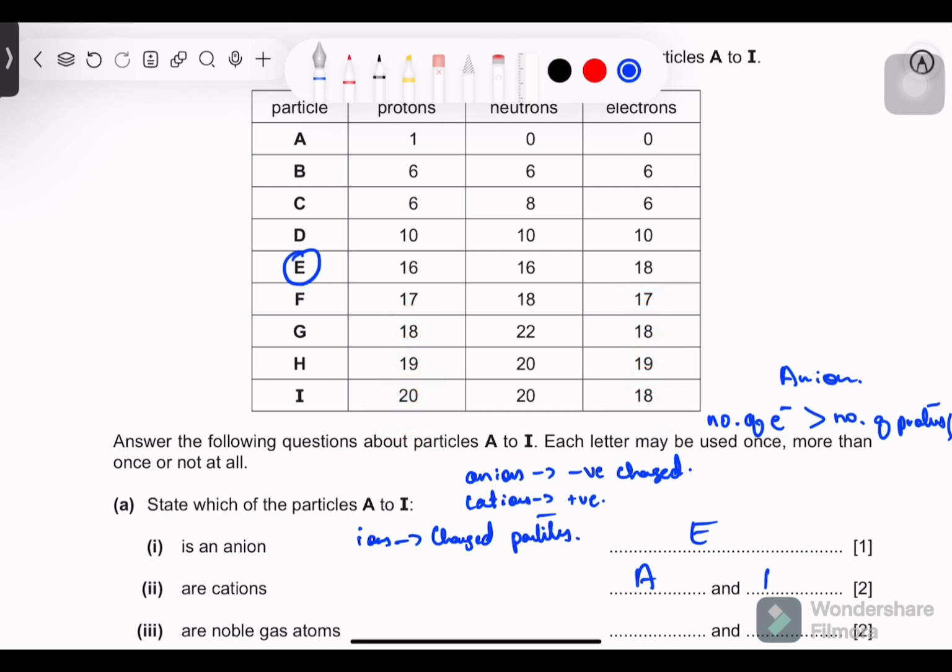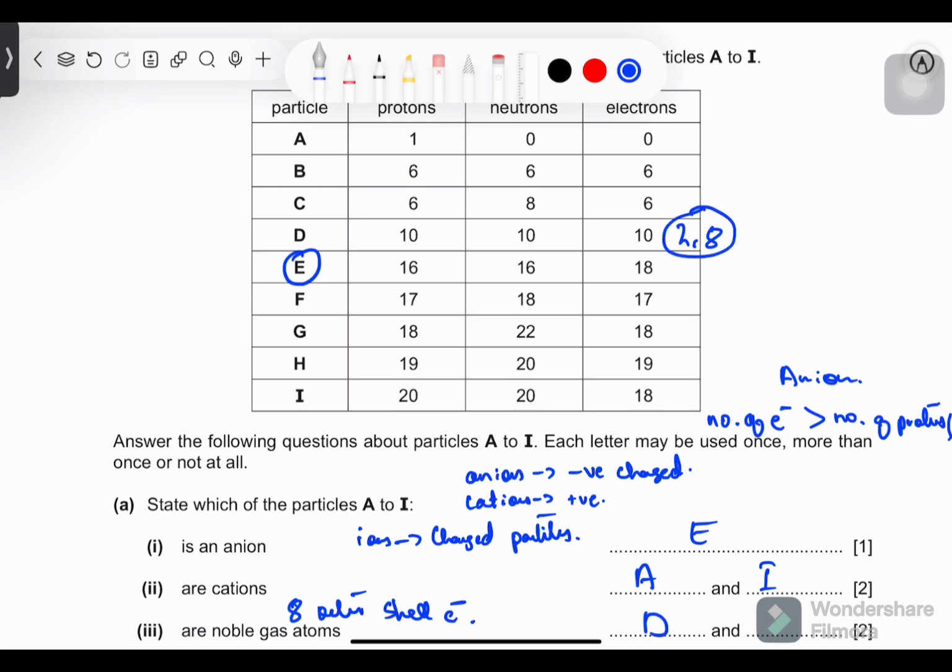Next, I are noble gas atoms. So noble gas atoms should have a configuration in which the outer shell is full, with 8 outer shell electrons. So if you look at the electronic configuration of this D, 2 8, because the total should be 10, so 2 plus 8 is 10. So this is the electronic configuration of D, so D is the answer.